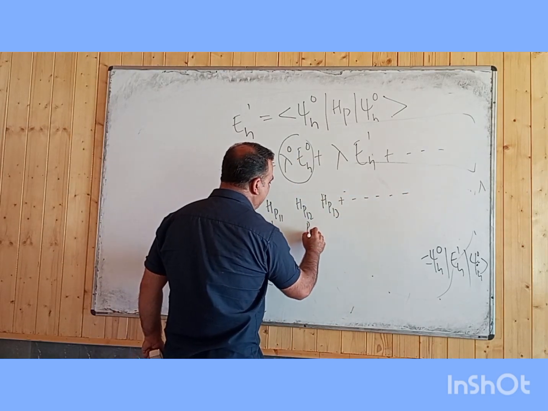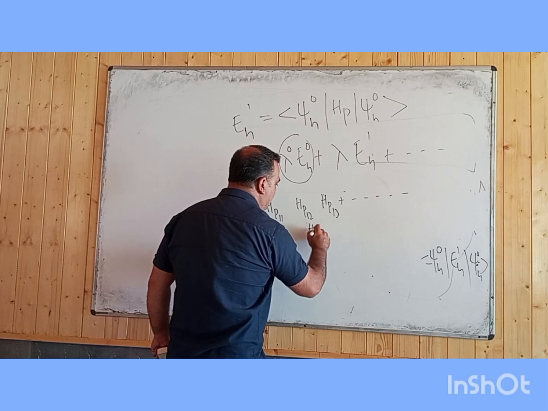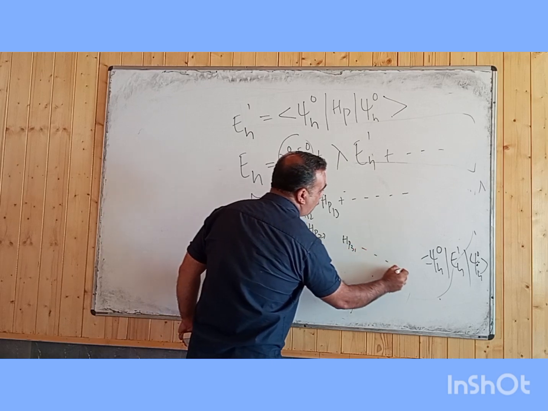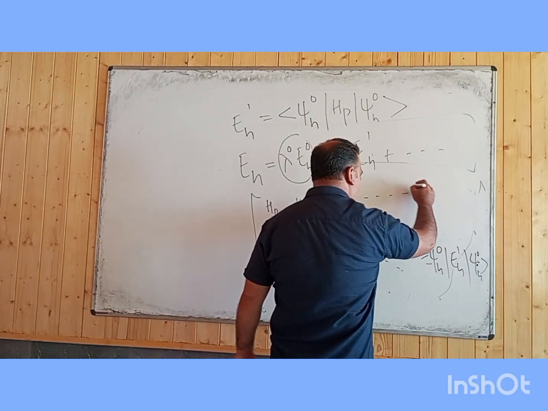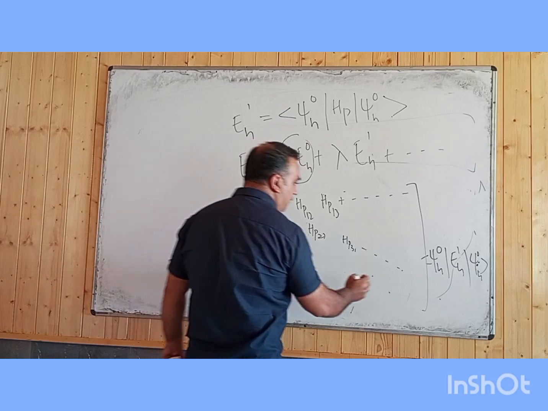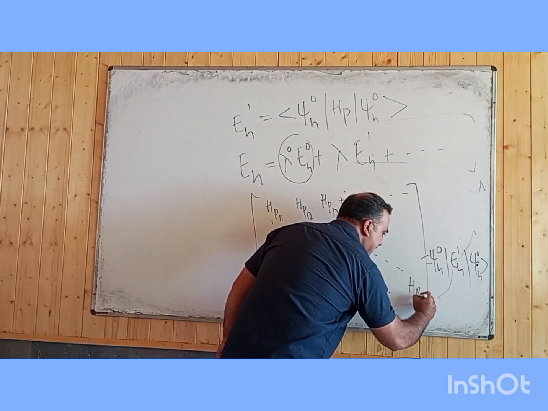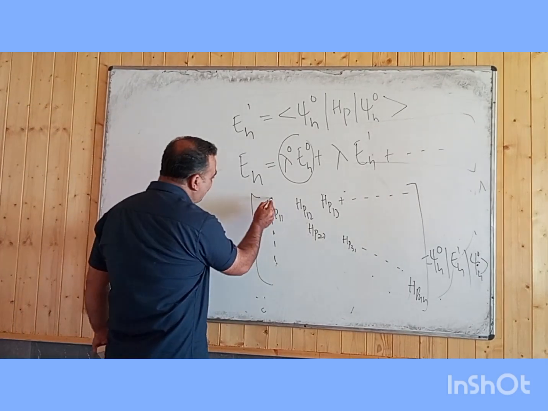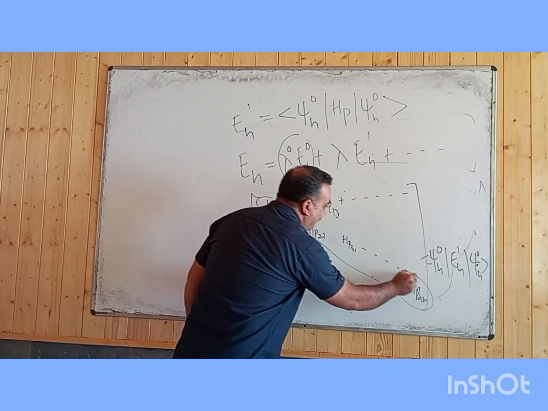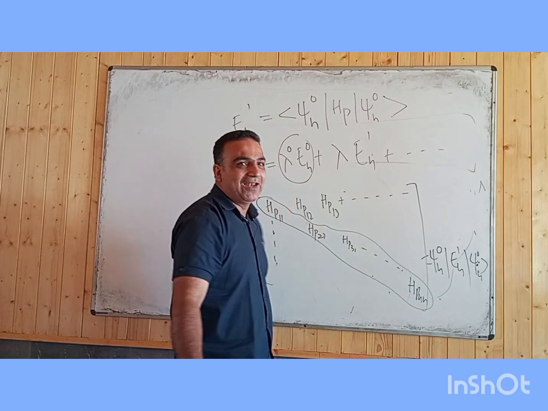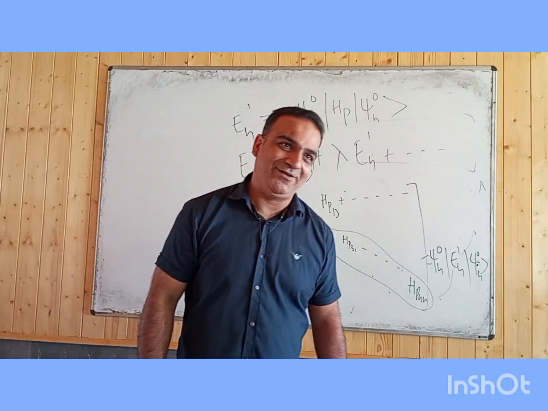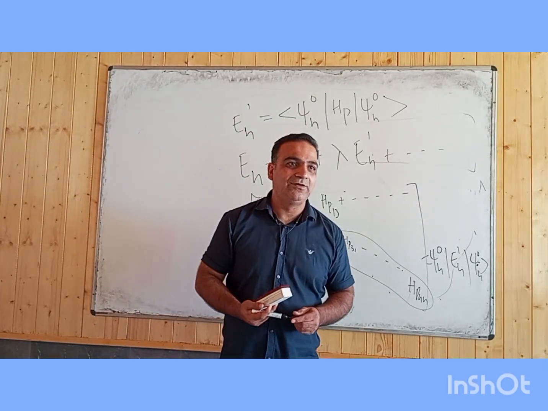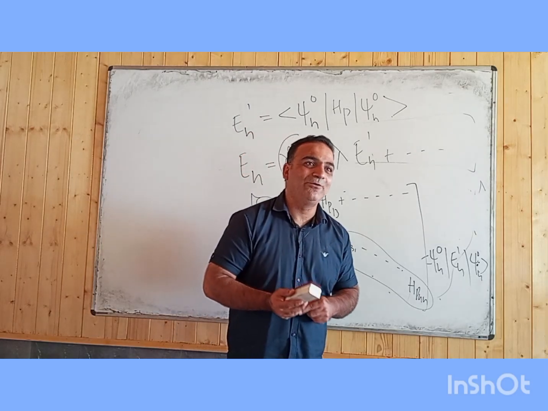So here you will have Hp22, and then you will have Hp33, and so on and so forth. From this side and from this side, and here you will have Hp n by n. Now the diagonal of this matrix will give us the energy eigenvalues of the perturbed Hamiltonian. Is it clear? Okay?